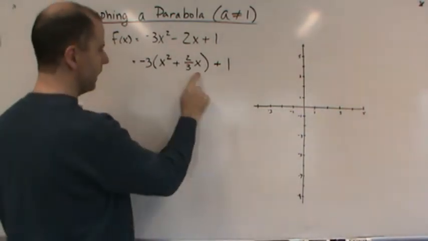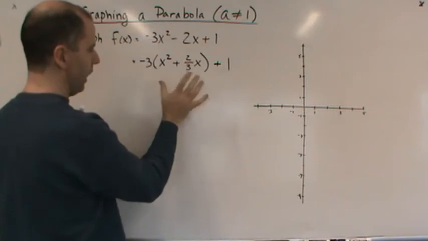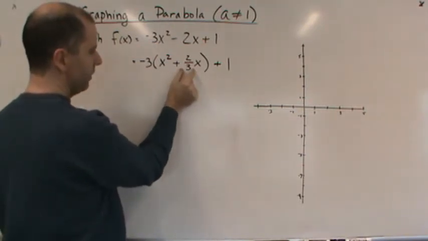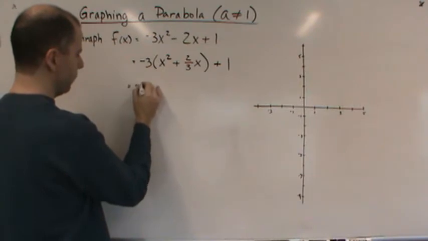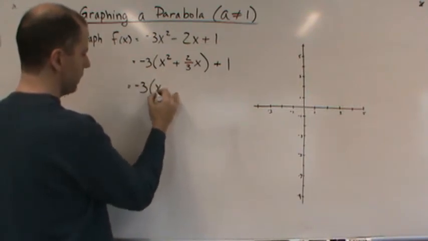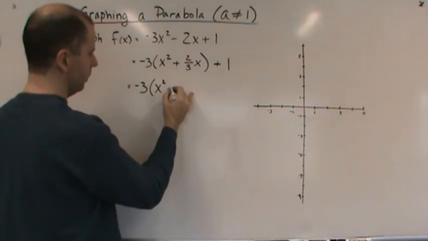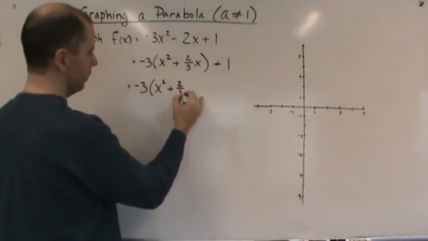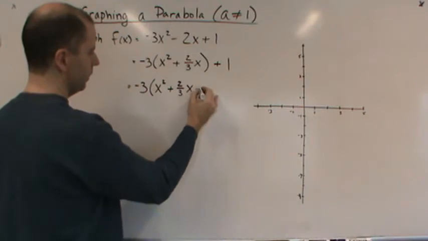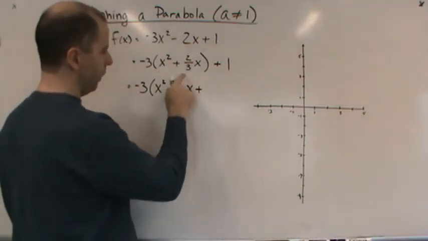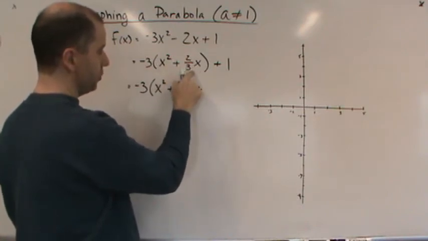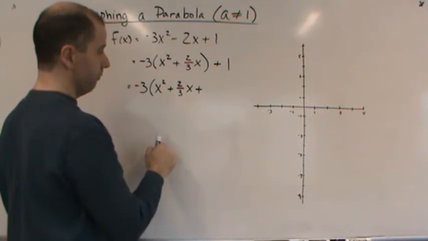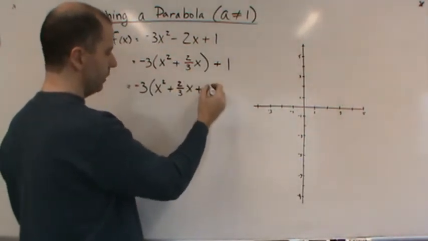Now, inside here, we're going to do completing the square. So how do we do that? We're going to divide this coefficient here by 2 and square it. Okay? And then that's what we're going to add. So this is going to be negative 3 times x squared plus 2/3 x plus, okay, so what are we going to do here? Well, when we divide this by 2, 2/3 divided by 2 will end up being 1/3. And then 1/3 squared gives us 1/9.